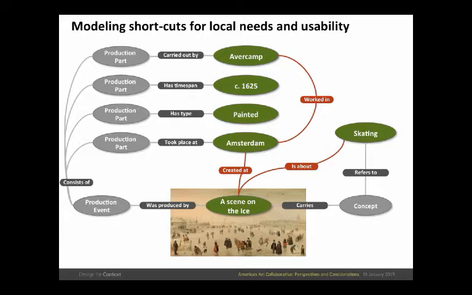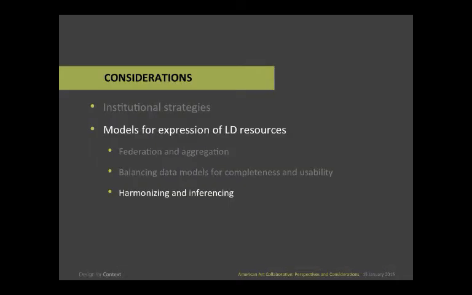Which takes us to the topic of harmonization and inferencing itself. How can harmonization and inferencing support our efforts to combine our linked data with other linked data resources and expand our capabilities to search across larger graphs of facts and knowledge? We'll look at harmonization first.